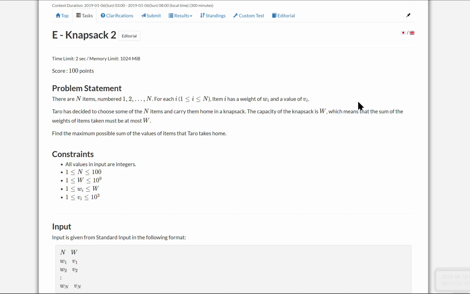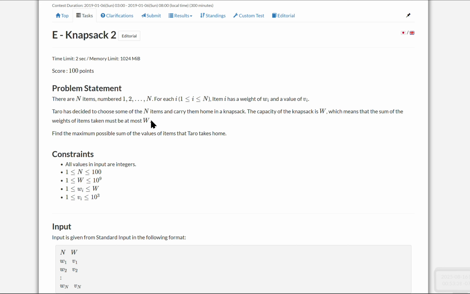This is problem E of the Educational DP Contest. Okay, it's Knapsack 2. So essentially we have n items. They have a weight and a value, and we need to maximize the value of some set of items given the maximum capacity is W. Okay, so how do we attack this?